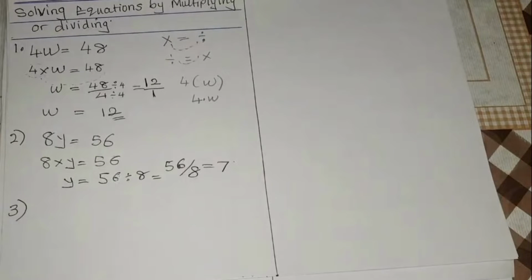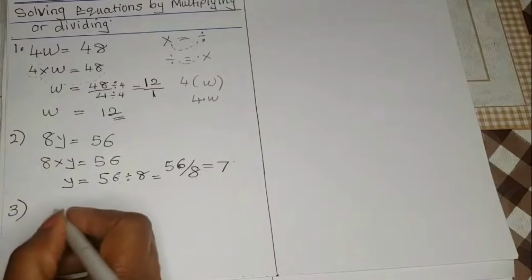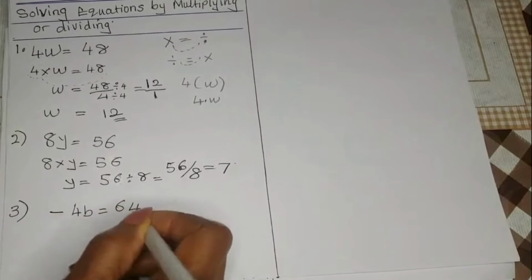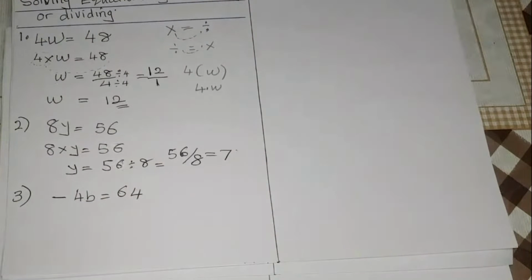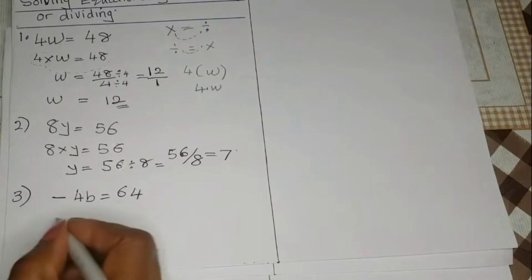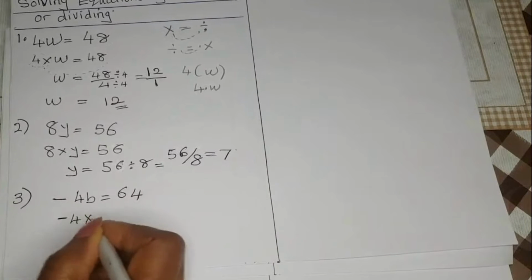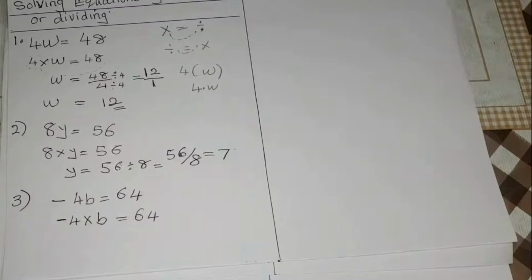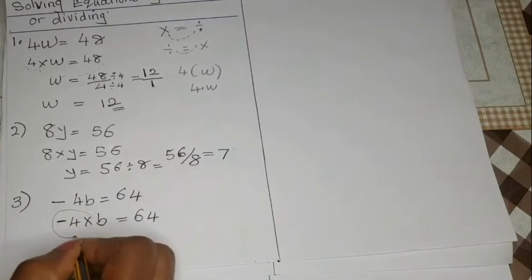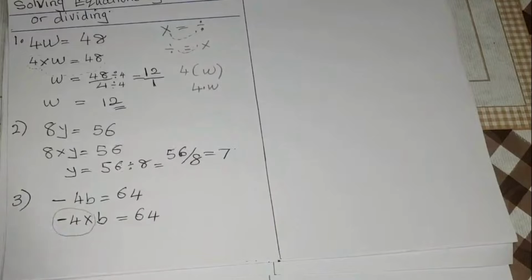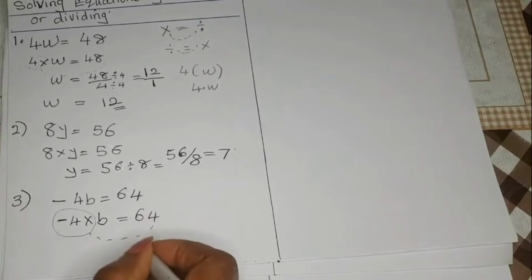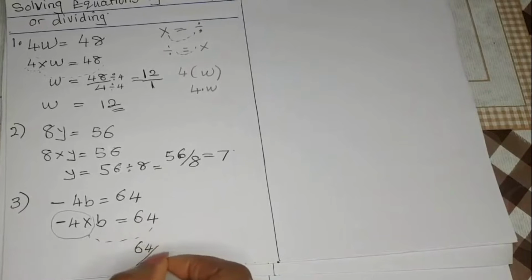Question number 3 says minus 4b equals 64. Negative 4b. What are we going to do? When it comes to numbers like this, it means negative 4 times b equals 64. So what are we going to move? We're going to move the whole of this. We're not going to change the sign. We'll move it over here. So it's going to be 64 divided by negative 4.